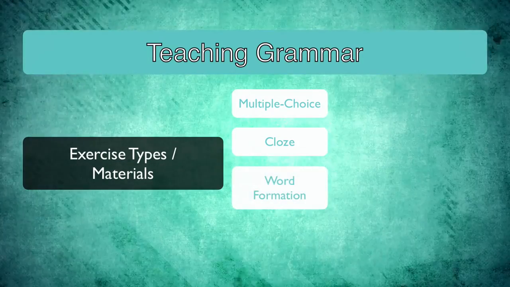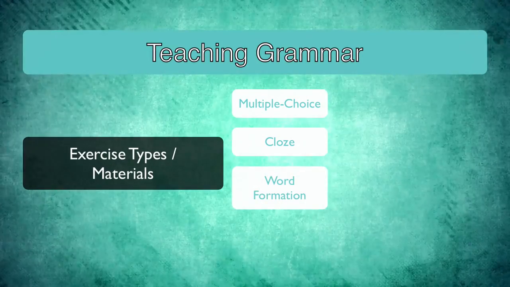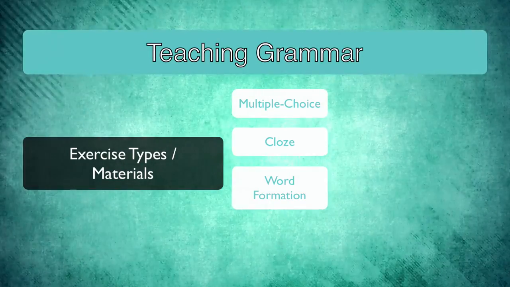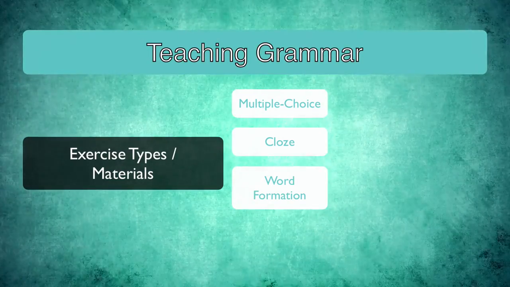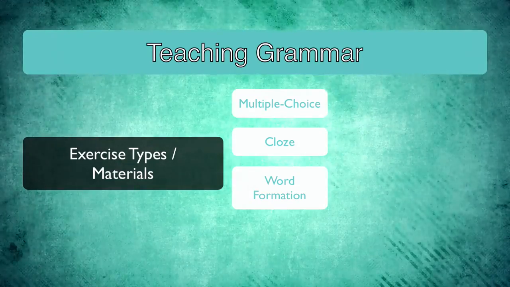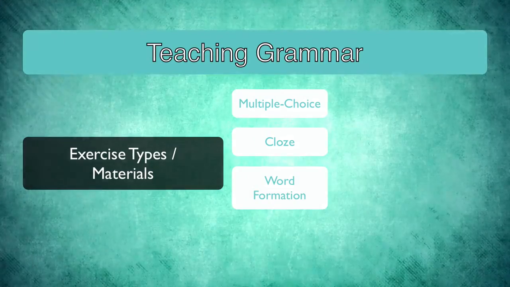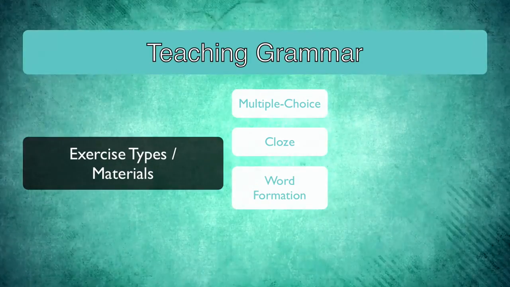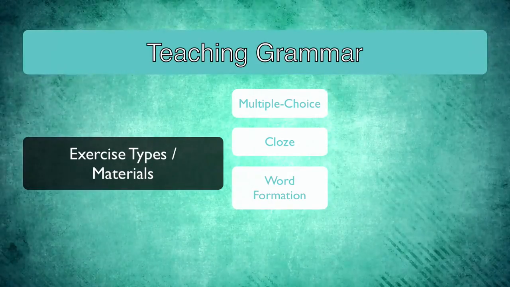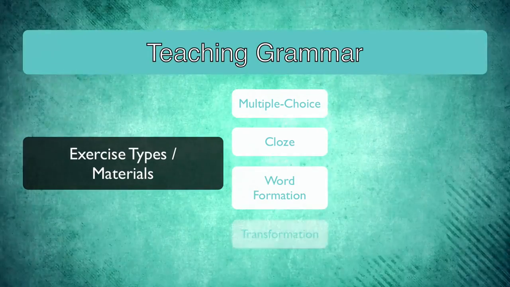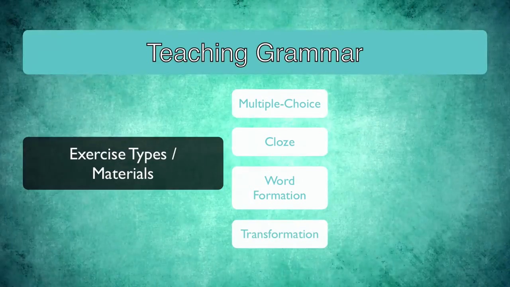Other activity types are word formation. This is a great way to get your students to practice morphology. So basically using prefixes and suffixes and understanding connotations, positive or negative, and all the different spelling changes incurred. So the ing form, the ed and the s endings. You also have an activity type which is transformation.